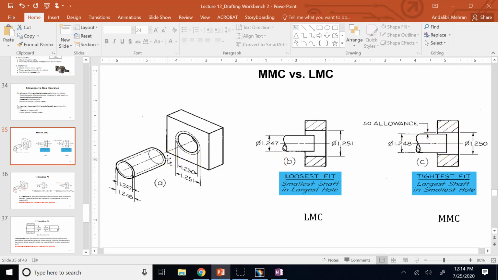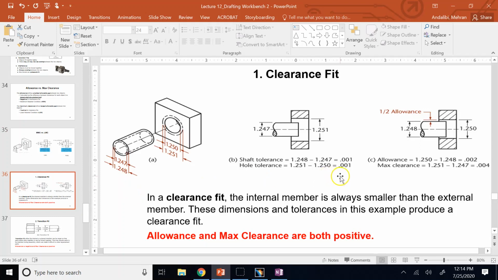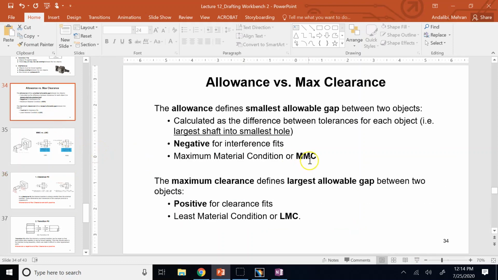What is the biggest gap I can possibly get? That's when the shaft is made to the smallest and the hole is made to the biggest. So 1.251 and 1.247. So there's going to be 0.004. Okay? And you can see those numbers here. Correct? So the smallest gap is 0.002. The biggest gap is 0.004 in that case. Right? So these are two important definitions. Okay, MMC and LMC, or allowance and max clearance.